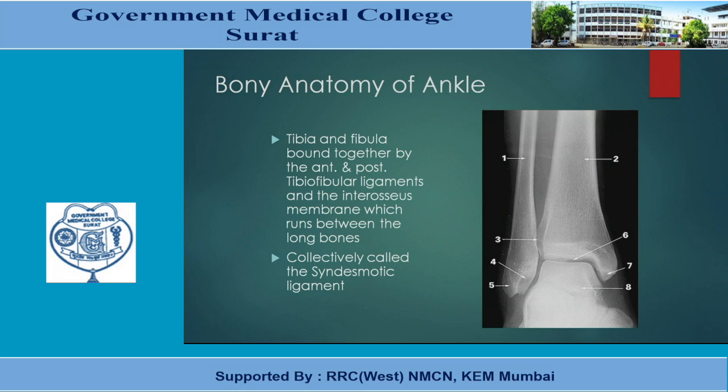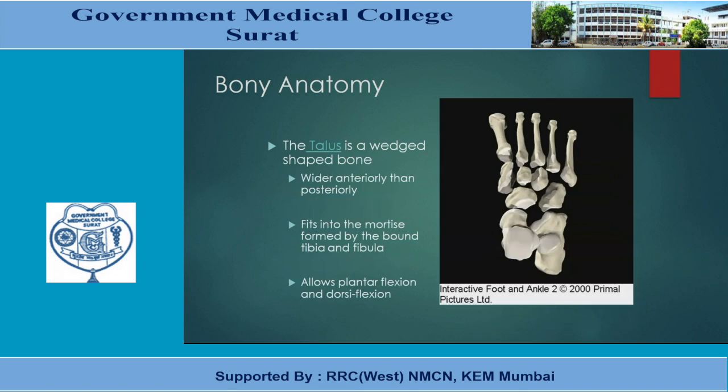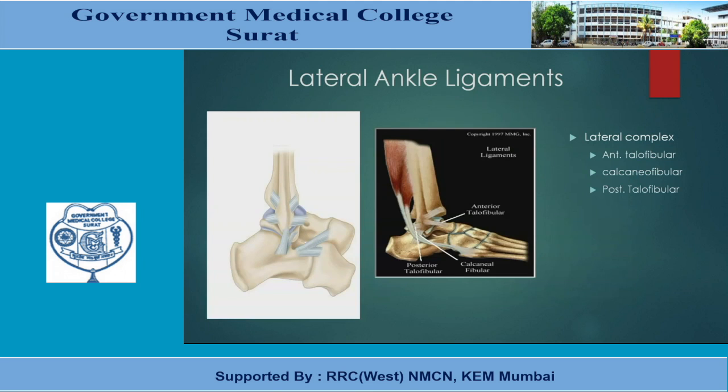Okay. Now the talus is a vase-shaped bone, wider anteriorly than posteriorly, fits into the mortise formed by the bound tibia and fibula. So talus is situated between the tibia and fibula and makes an ankle joint. Tibia, fibula and the talus allow plantar flexion and dorsiflexion. Now the ligament. So in ankle joint, the bones are the tibia, fibula and talus. The ankle joint is formed by these 3 bones.